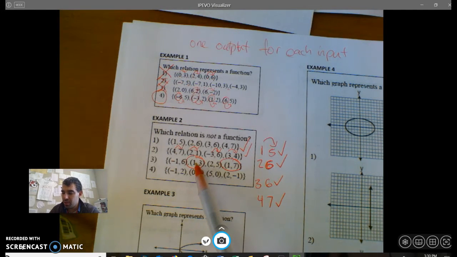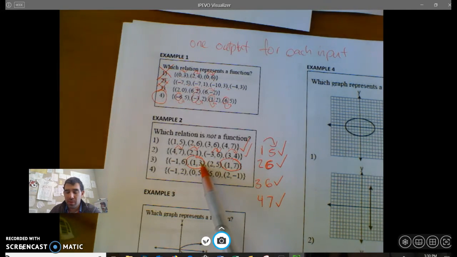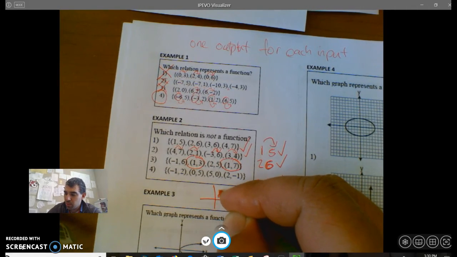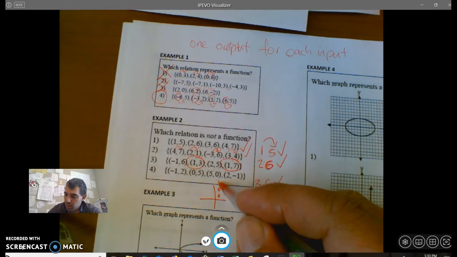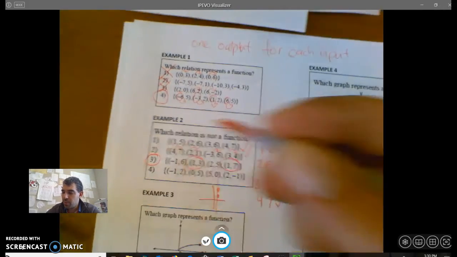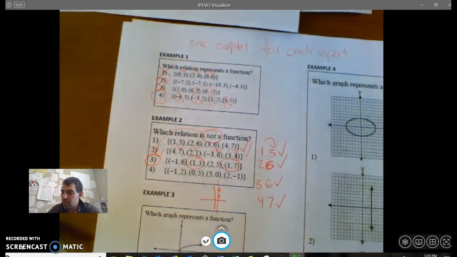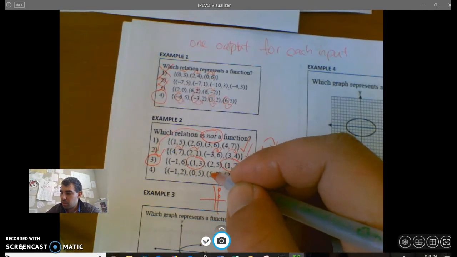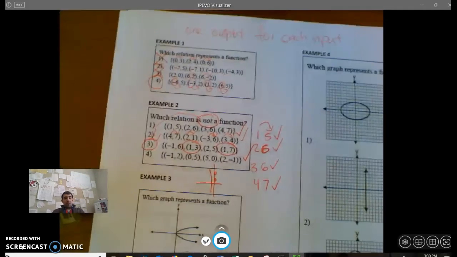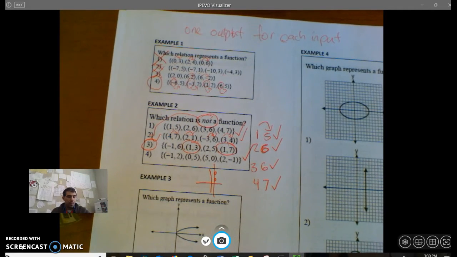Well, because an input of 1 cannot result in an output of 3 and also an output of 7. If I were to graph this, I would have 1, 3, and 1, 7. Those would be on the same vertical line, which is a no-no. Can't do that. You can't have the same input giving you different outputs. So this one is not a function. That one is a function. So that's how we tell if something's a function, by looking at the ordered pairs.